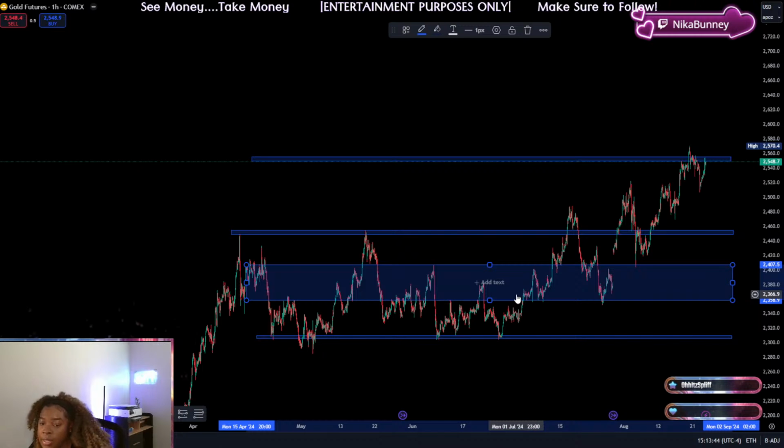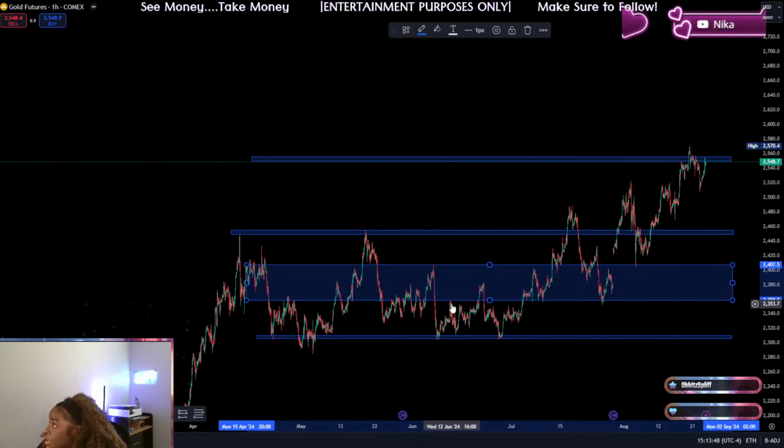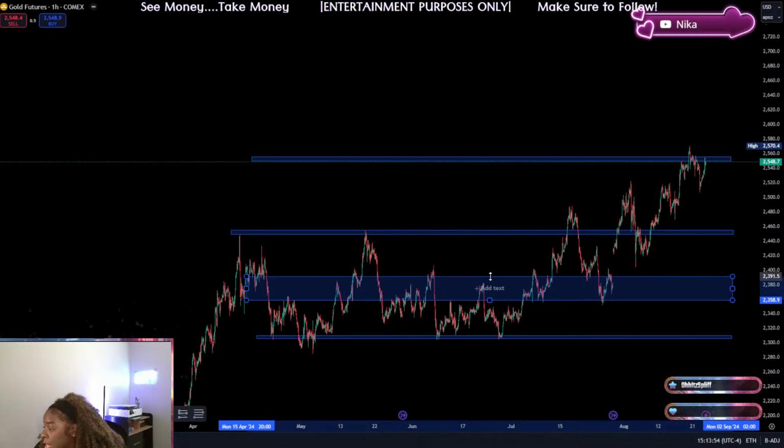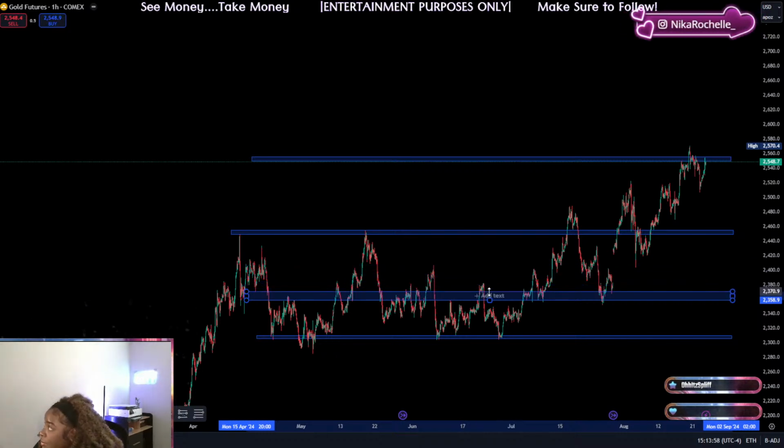When I mark up my charts, I basically just do the wicks touching my supply and demand box often. And you want to make it tight so you don't have a big old zone to enter in.